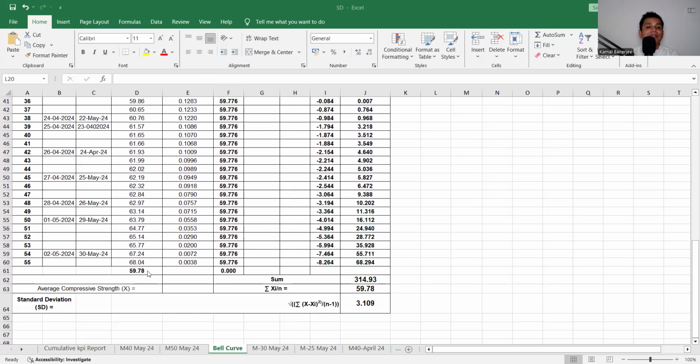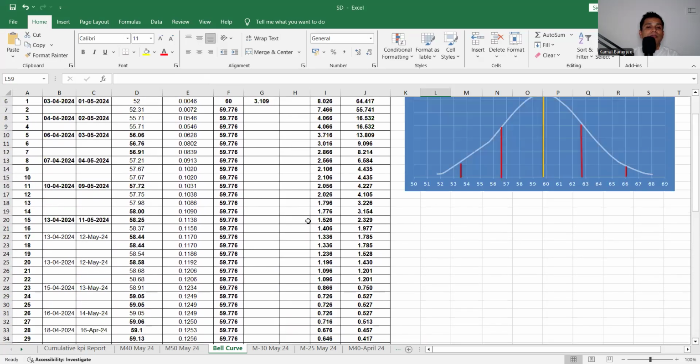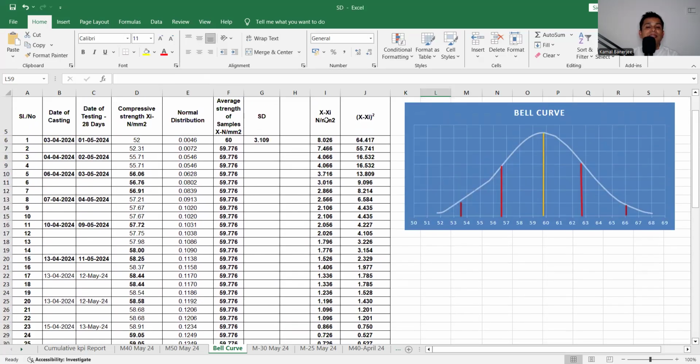The average formula is average D6 to D60. Okay, we are getting the average. Now here the average is here. Now what is my formula? We need to find x minus x bar. So x minus x bar means this minus this. It is coming 8.26, and then we take the square of this.